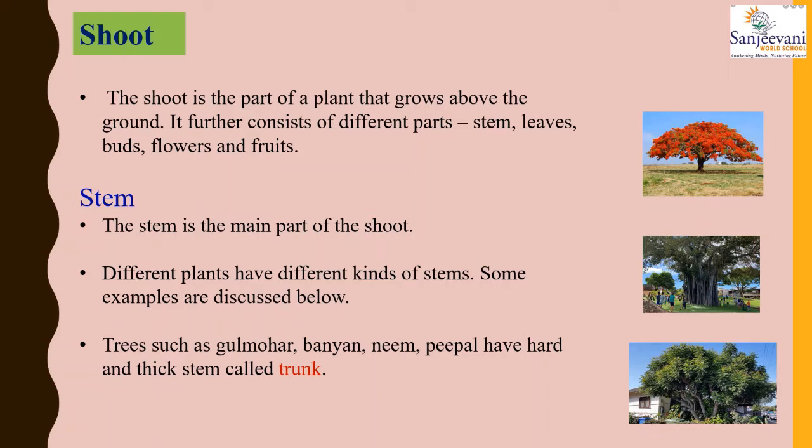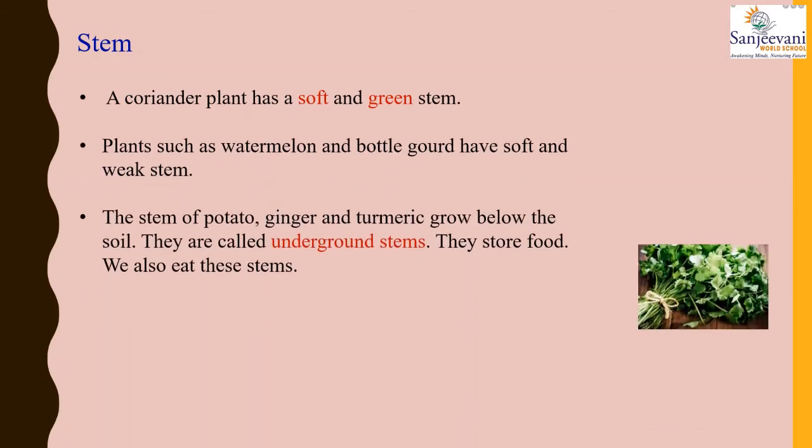As we all know, stem is the main part of the shoot, and different plants have different kinds of stems. Some examples are given below. Let's discuss those examples. Trees such as gulmohar, the one which is red in color, banyan, neem and peepal have a very hard and thick stem, and that is called the trunk, right?